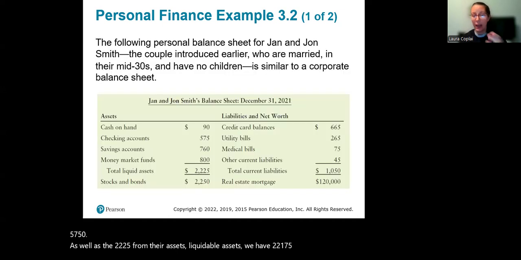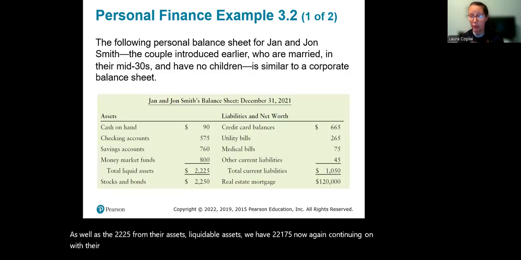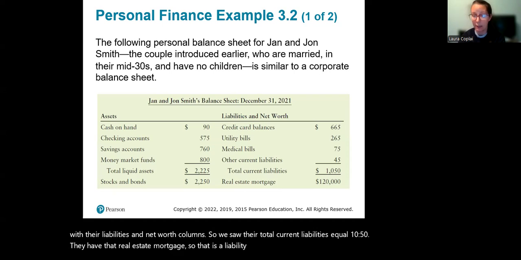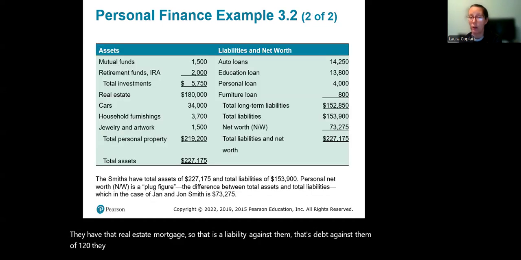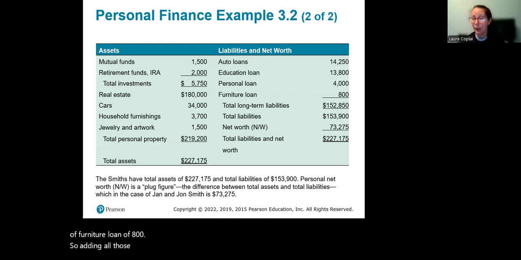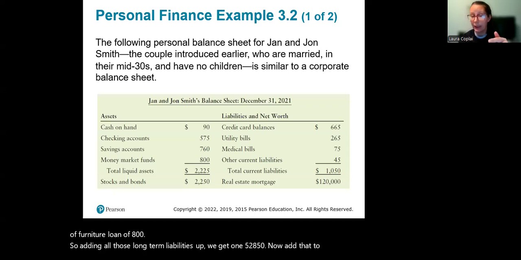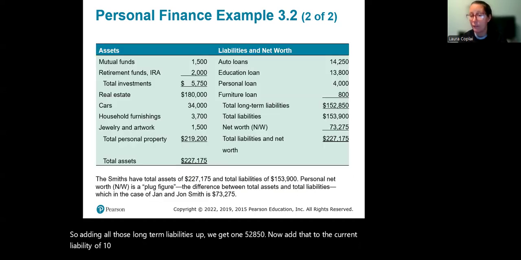Now, again, continuing on with their liabilities and net worth column. So we saw their total current liabilities equal 1,050. They have that real estate mortgage. So that is a liability against them. That's debt against them of 120. They also have auto loans of 14,250, education loans of 13,800, personal loan of 4,000, a furniture loan of 800. So adding all those long-term liabilities up, we get 152,850. Now add that to that current liability of 1,050 and you get 15,300. If that makes sense, let me know.